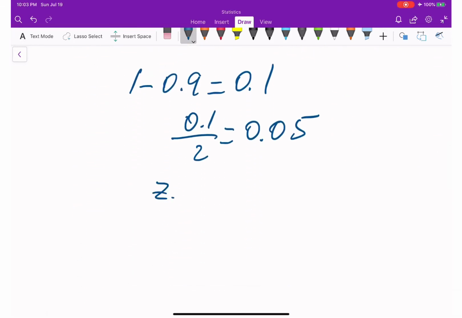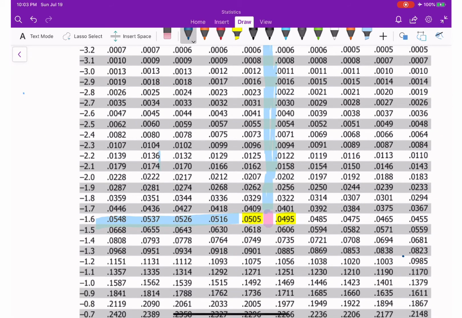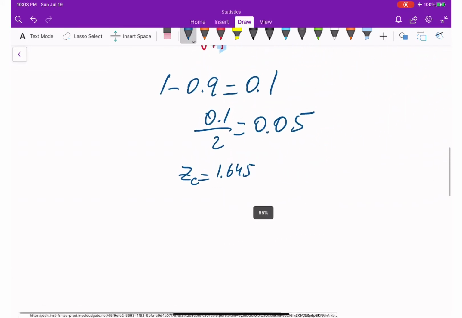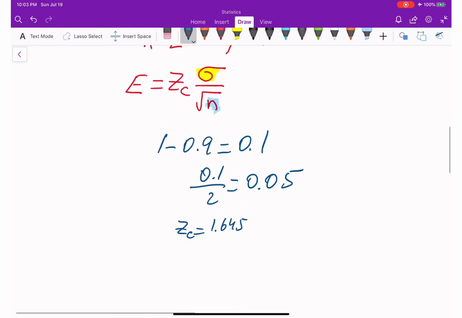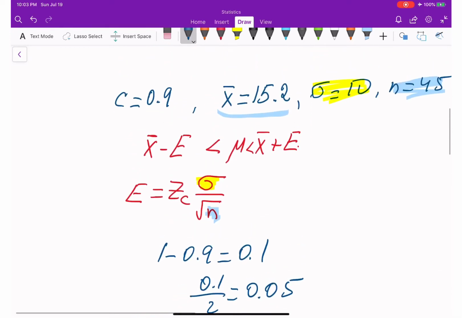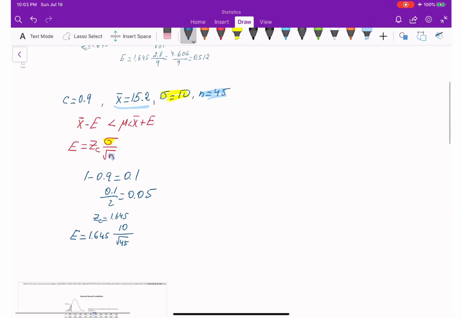Z critical is equal to 1.645. And I think the shading stayed here, 0.05. It's right here, between 0.505 and 0.495, and that's how we got it. Next. So margin of error from here is equal to positive 1.645, sigma is 10, and n is square root of 45, because we have 45 here.